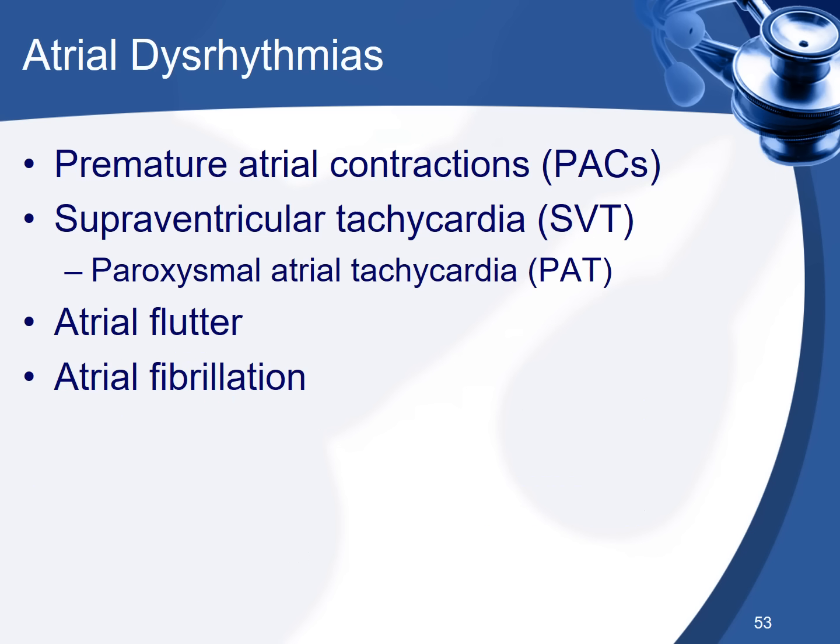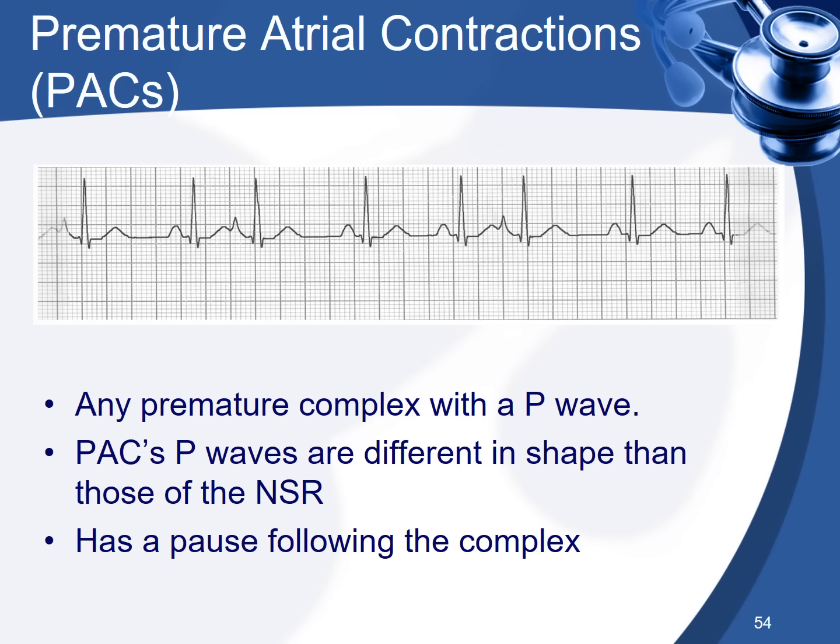The next group of dysrhythmias we're going to look at are atrial dysrhythmias. These are dysrhythmias that are coming from somewhere in the atria. So you will see premature atrial contractions, or PACs, supraventricular tachycardia, or SVT, paroxysmal atrial tachycardia. You will also hear paroxysmal supraventricular tachycardia, atrial flutter, and atrial fibrillation. Let's look at premature atrial contractions, or PACs.